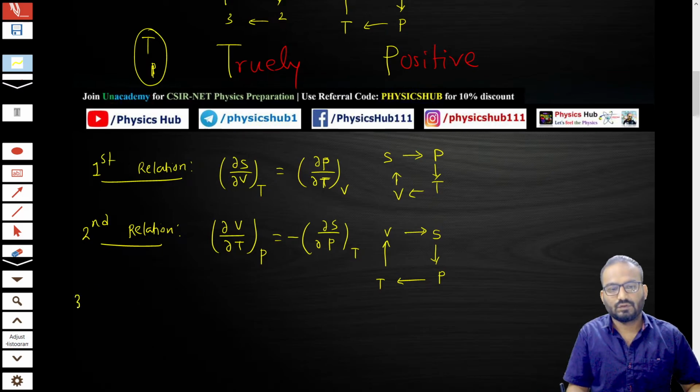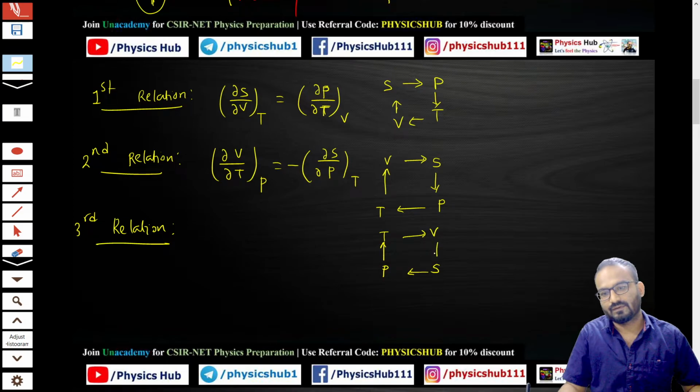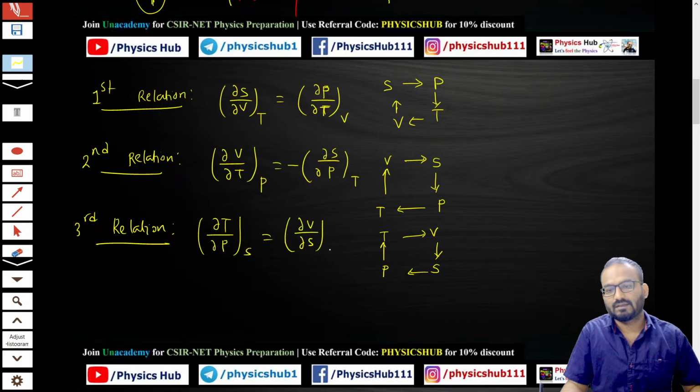Okay, let's go for the third relation. How can you get this? Again, you will just rotate it cyclically, in a clockwise sense. S was here, now S will be here: S, P, T, V. So this will be written as del T by del P at constant S is equal to del V by del S at constant P. Now here T and P are appearing in one of the derivatives, so this will be positive.